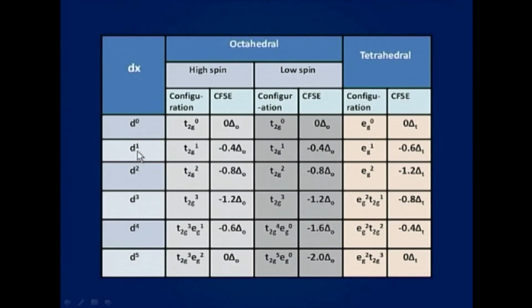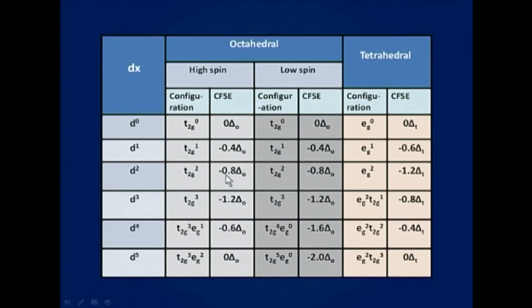If we do the similar calculation for the other configurations, we can construct a table of delta O and delta T. We can make this comparison considering the same metal ion and the same ligand. Here you can see the comparison of crystal field stabilization energies for high spin and low spin octahedral complexes and high spin tetrahedral complexes.